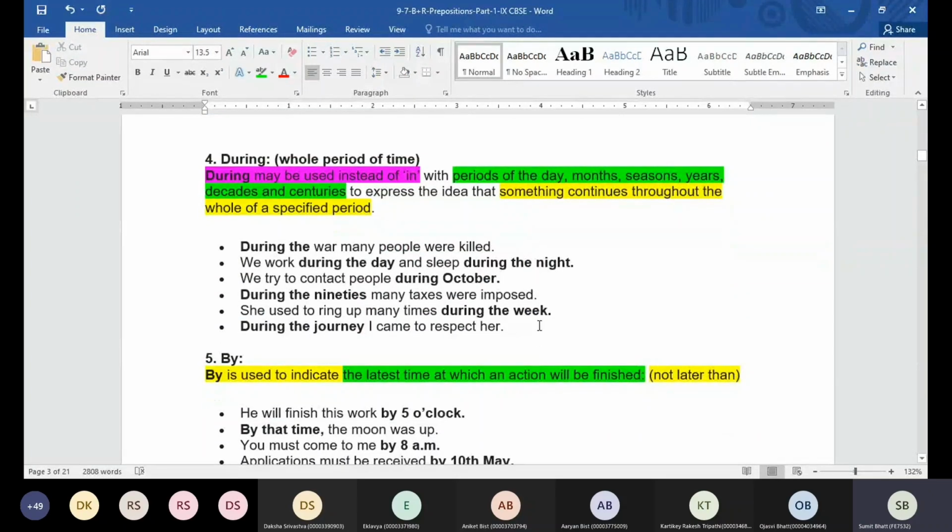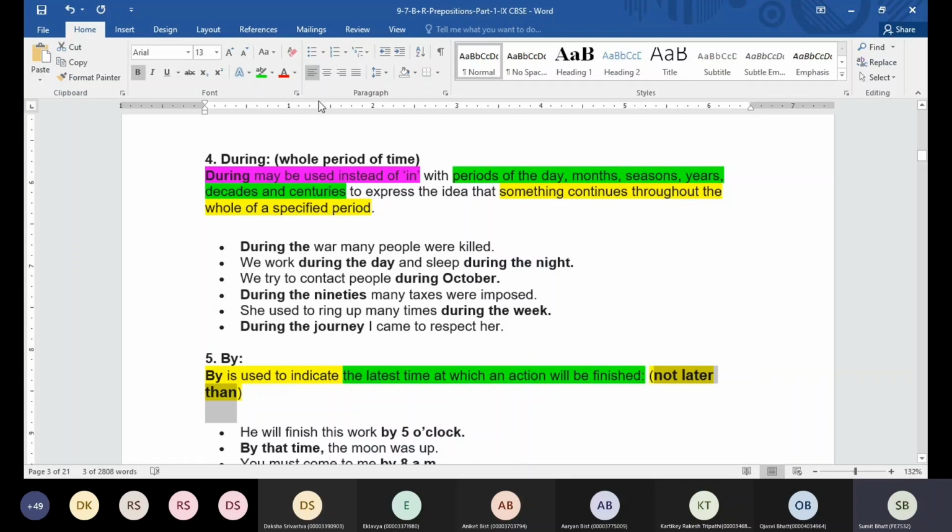Now, next word is going to be by, guys. Very important word. Multiple uses are there of by. As per time, when you want to say by this time, that is going to mean not later than. Whenever we have this phrase in mind, not later than, in that case we use the word by. So by is used to indicate the latest time at which the action finished.